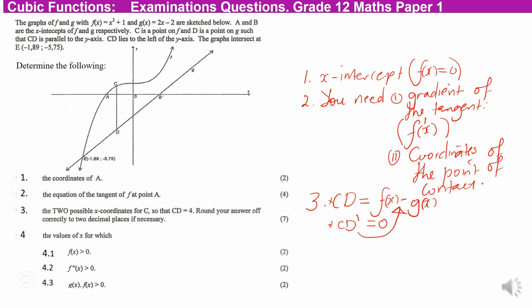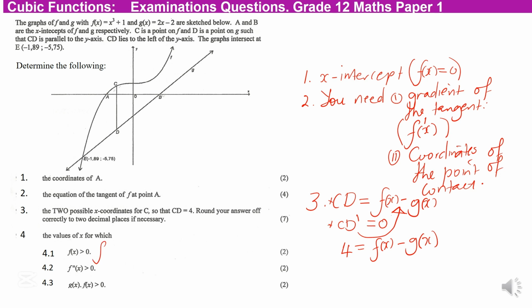I'm speaking in general here. But for this particular case, question number 3, the value of CD is given. So what we are going to do is say 4, which is CD, is equal to f of x minus g of x. Then we solve the equation to determine the required value of x. Then question number 4, f of x is greater than g of x.